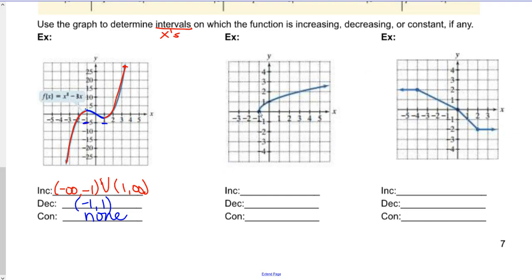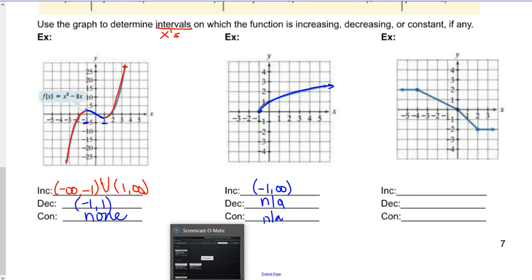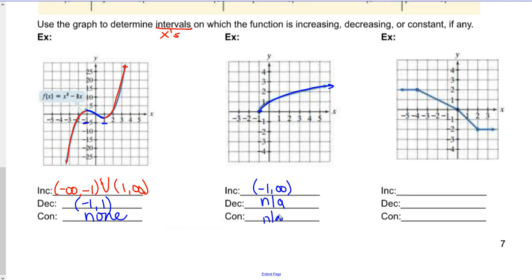So this, actually starting at negative 1, is an increasing function always. So from negative 1 to infinity, we are going to be increasing. Now at that point, you're not increasing or decreasing, so we're not going to put a bracket here. Since that's an ever increasing function, there's no decreasing, nor is there any constant. So you could write none or you can write not applicable. I'm not sure how MyLab Math will ask you for that, but let's look at this next function.